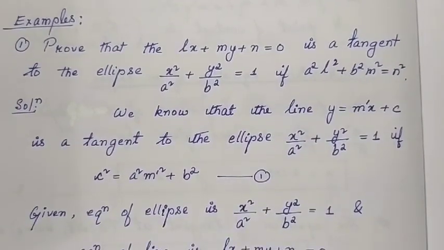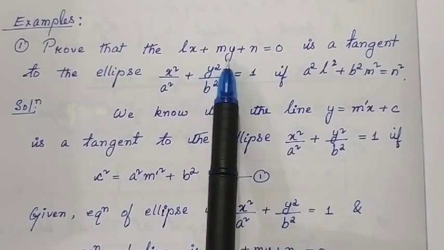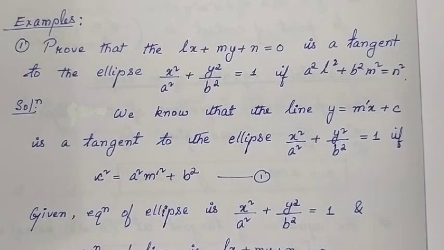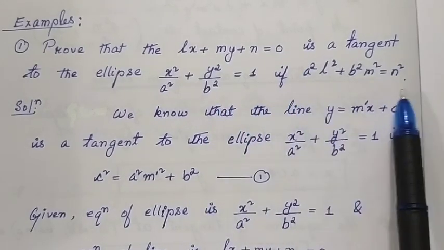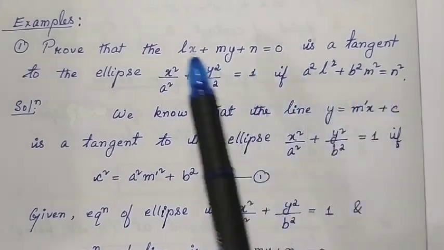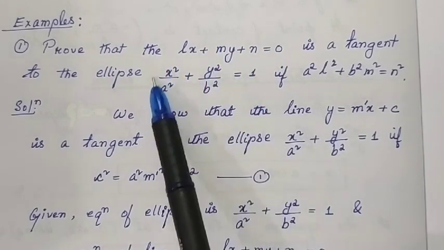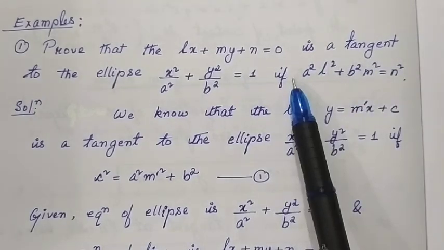Let us take one example. Prove that the line lx + my + n = 0 is a tangent to the ellipse x²/a² + y²/b² = 1 if we have to prove this condition. We have been given that this is a line. This line is a tangent to this ellipse when this condition is satisfied.